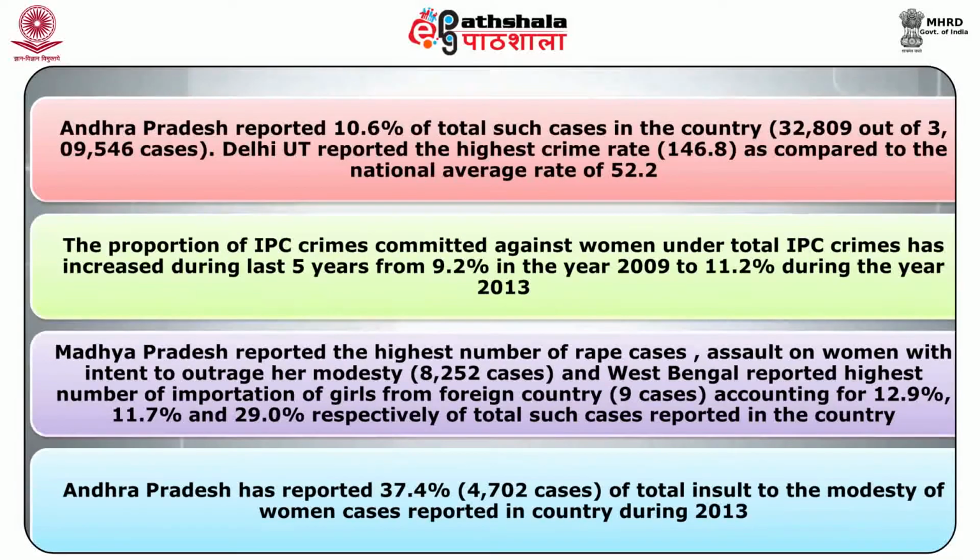Madhya Pradesh has reported the highest number of rape cases, which is 4,335, and assault on women with intent to outrage her modesty, 8,252 cases, and West Bengal has reported the highest number of importation of girls from foreign countries, 9 cases, accounting for 12.9%, 11.7% and 29% respectively of total such cases reported in the country. Andhra Pradesh has reported 37.4%, which is 4,702 cases, of total insult to the modesty of women cases reported in the country during 2013.